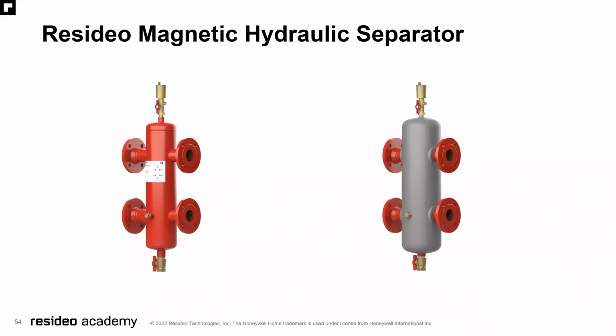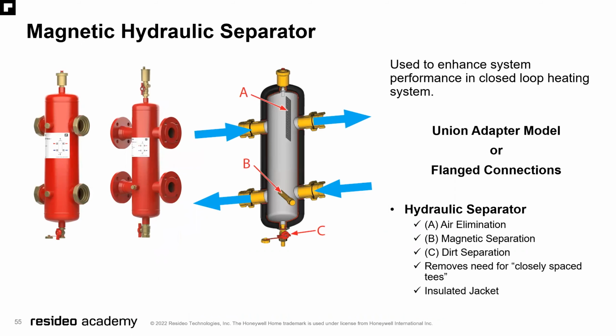Resideo magnetic hydraulic separator. Used to enhance system performance of a closed loop heating system. We have union adapter models or flange connections. It will air eliminate, do magnetic separation, do dirt separation, removes the need for closely spaced tees, and does come with an insulated jacket.